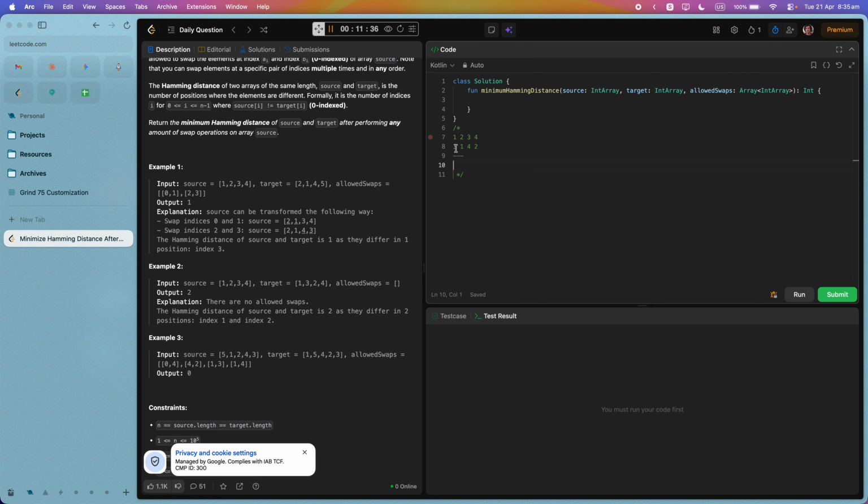Anyways, so this is the source, this is the target, and I have the same allowed swaps, so I can swap only these two and these two. So in this case, even though all the characters are exactly the same, I can only swap 1 3 and then 2 4, and still will be missing this link of 3 and 2. We cannot swap these two. So the answer will be 2 in this case.